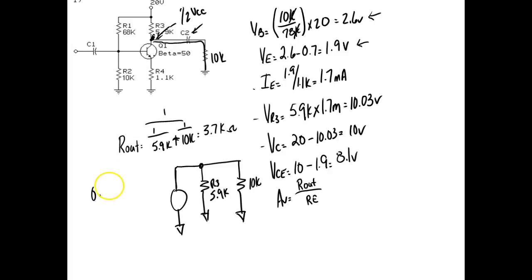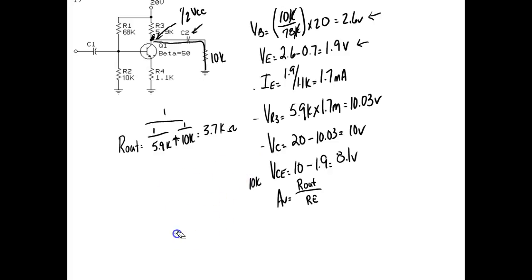By the way, when we start doing this, if you come up and give me that, then something's wrong, because here we're using legal engineer notation, right? 3.7K ohms. Are we okay? Okay.